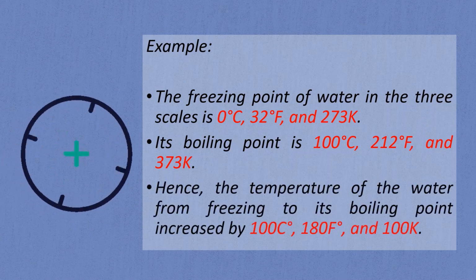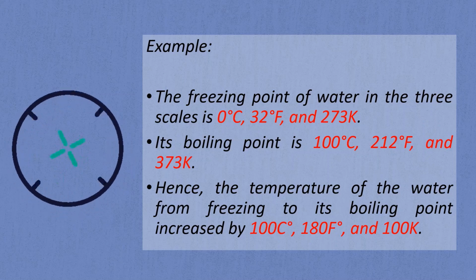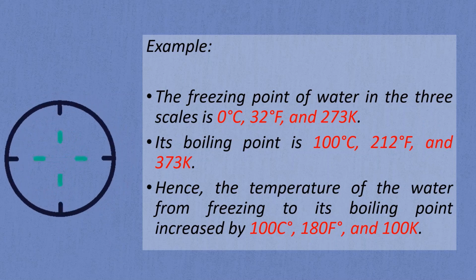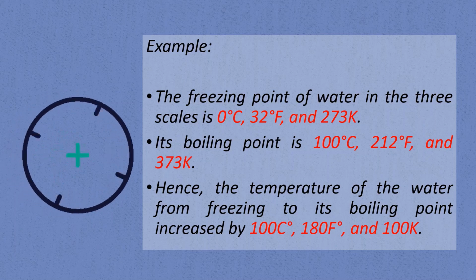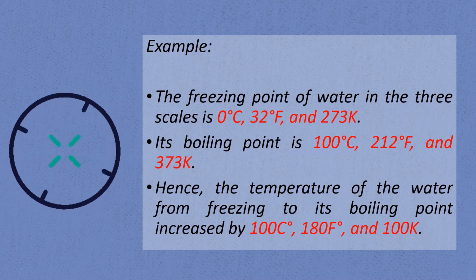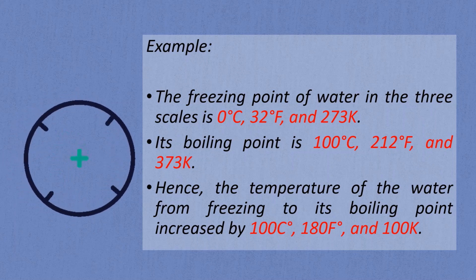Hence, the temperature of the water from freezing to its boiling increased by 100 Celsius degree, 180 Fahrenheit degree, and 100 Kelvin. Thus, 100 Celsius degree is equal to 180 Fahrenheit degree and also equal to 100 Kelvin.